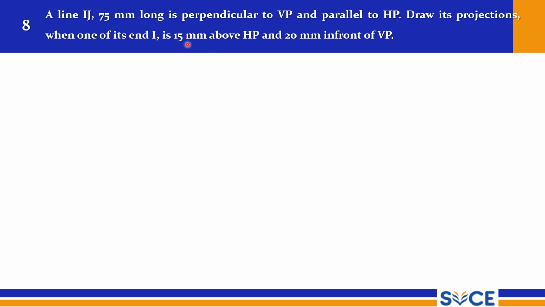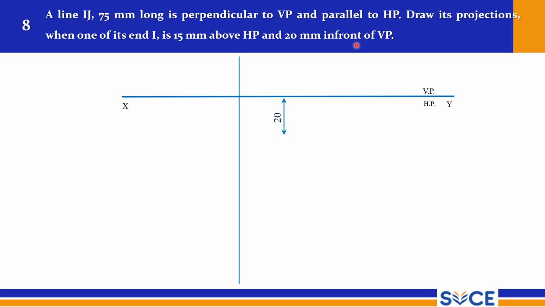So to start this problem, we have to start from the true length line. So true length is observed in top view only. So in top view, first mark the end I, 20 mm in front of VP. So first mark 20 mm and mark the first point, that is I. So this is your I, and the true length is 75 mm. So draw the top view, a 75 mm line. So this is the top view.